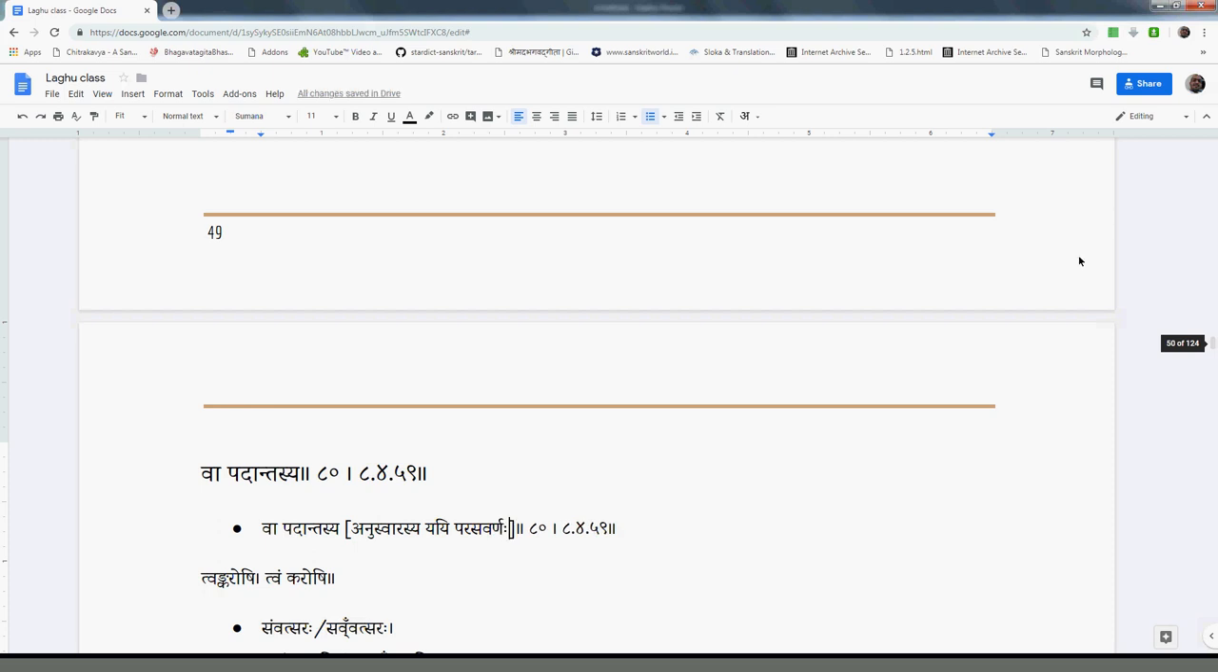So what is it doing basically? It is saying padantasya anuswarasya yai pare parasavarna adesha vibhashaya bhavati, by vibhasha, optionally. So padantasya anuswarasya yai pare parasavarna adesha bhavati optionally. What does optionally mean? It may remain anuswara or it may take parasavarna.